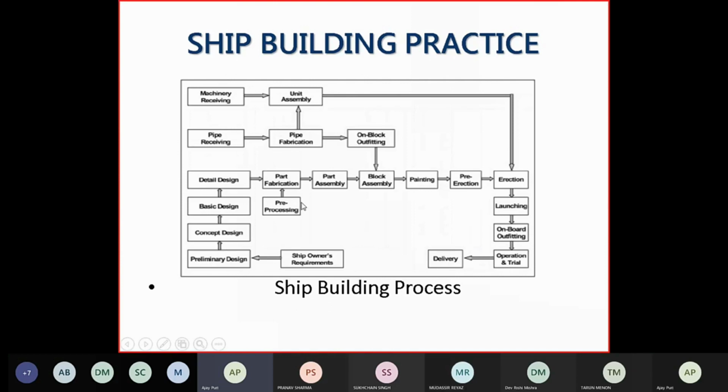Part fabrication, processing here, part assembly. And here you have pipe receiving, machinery, unit assembly. Then the erection here: block assembly, painting. And then pre-erection, erection, launching. When you're launched in the basin, you're fitting outboard, and then it is brought by the locks outside, and then you have the inclining experiment, then you have sea trials, and then the delivery.